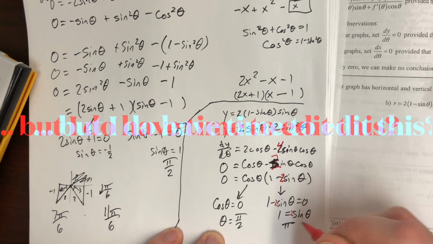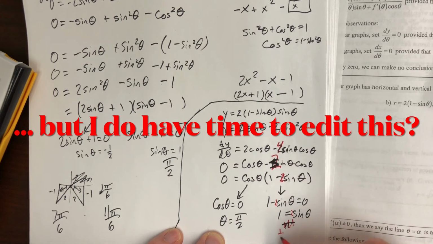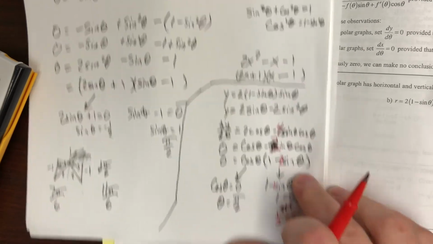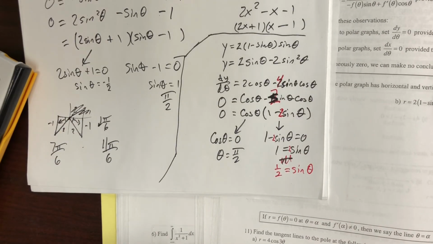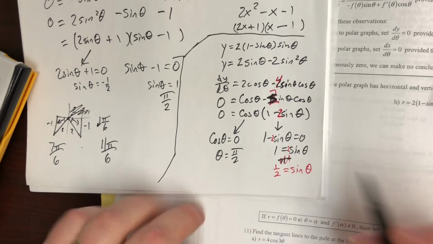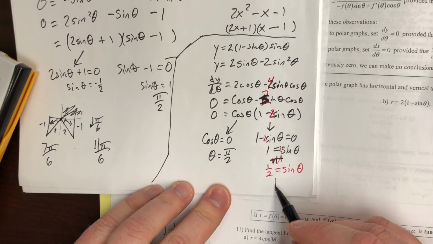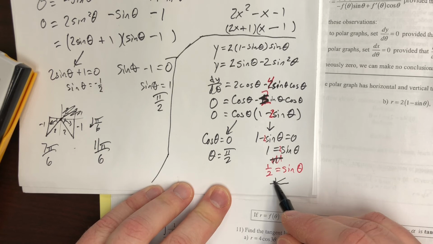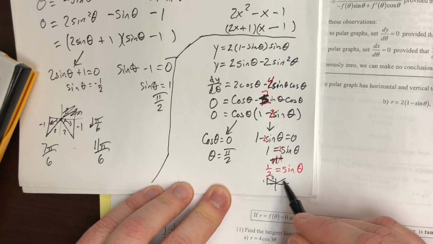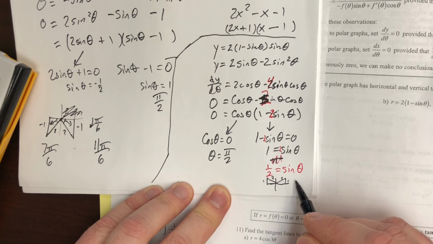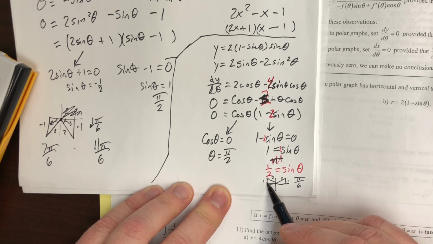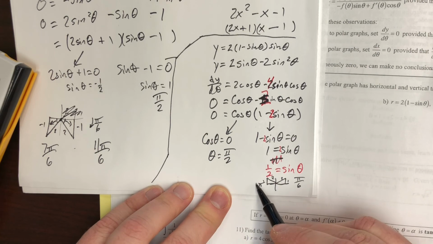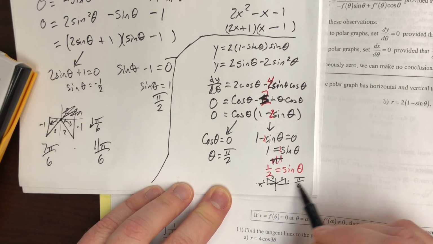Bloopers. Okay. 1 is equal to 2 sine, so 1/2 is equal to sine theta. Okay. Good old bloopers. So that makes sine theta, let's see, that'd be here and here, right? Where we'd have a 1 over 2. So we got 30, which is our pi over 6. And then we've got, if this is 6 pi over 6, it's the one before it, so 5 pi over 6.